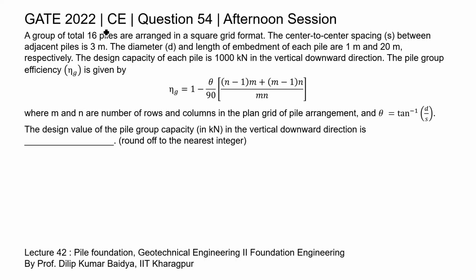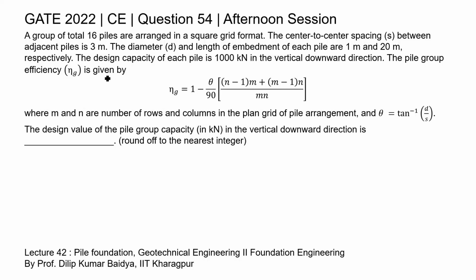This is question 54 of Civil Engineering paper of GATE 2022 afternoon session. A group of total 16 piles are arranged in a square grid format. The center to center spacing between adjacent piles is 3 meter. The diameter and length of embedment of each pile are 1 meter and 20 meter respectively. The design capacity of each pile is 1000 kilonewton in the vertical downward direction.